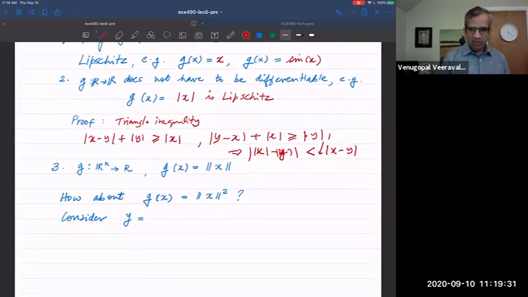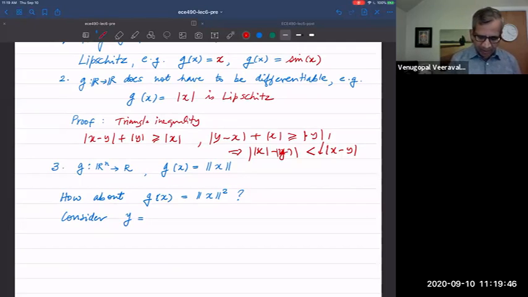And this is actually true more generally. So if I have a function from Rn to R, which is the norm of x, same thing, triangle inequality. Any norm will satisfy the triangle inequality. The same proof shows that this function is Lipschitz with Lipschitz constant 1. Okay, any questions?